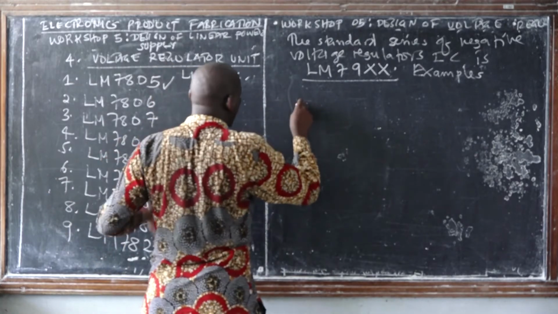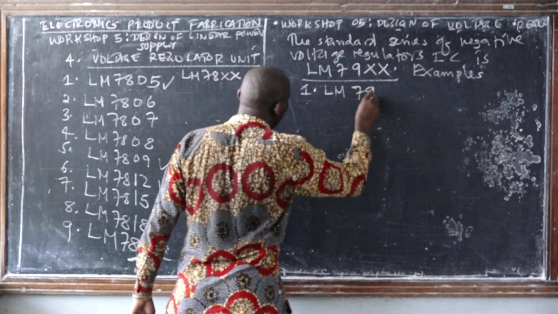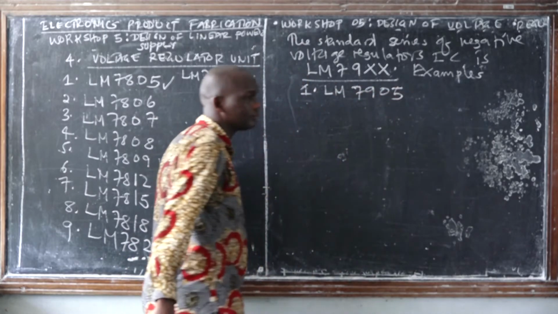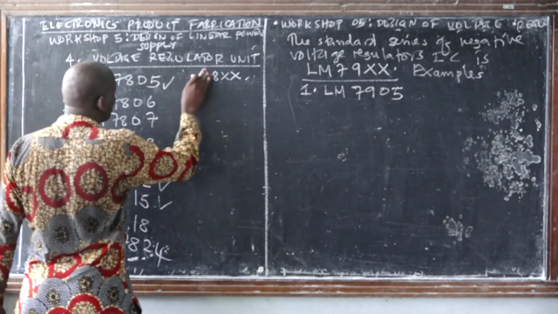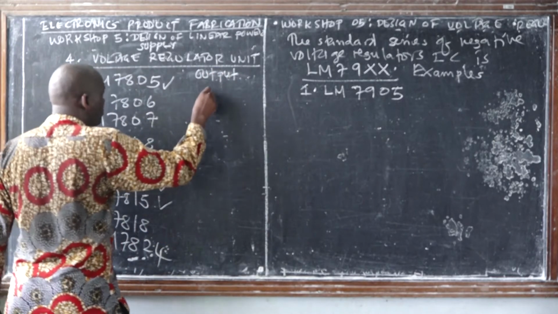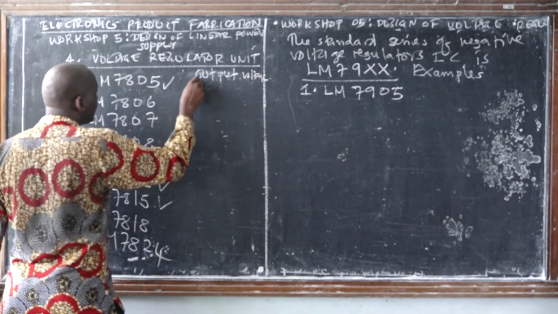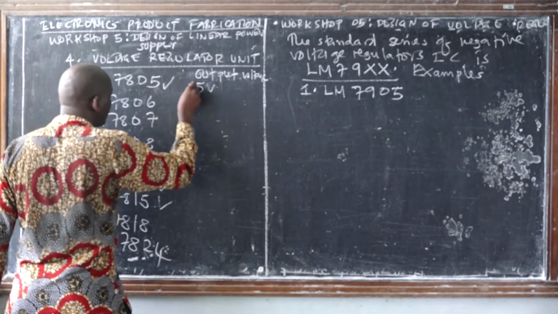So the examples are just like this way. So we have LM7905. When we discuss the output voltage, let me just add something. Output voltage. So the output voltage for this case is positive 5 volt.